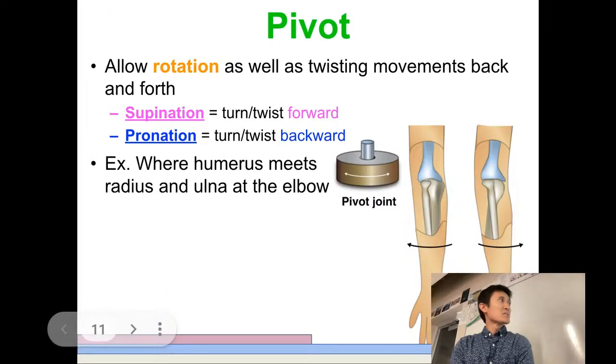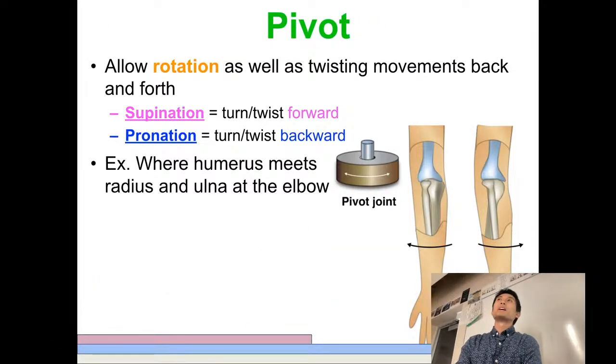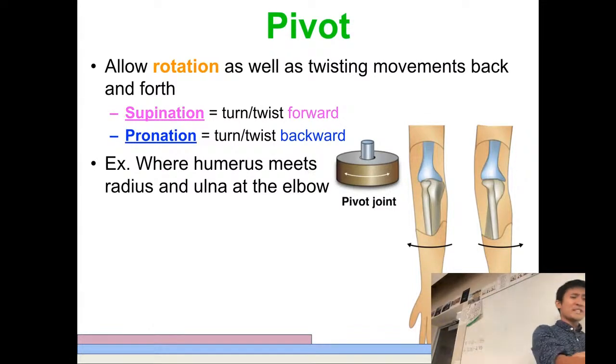Okay, the next joint. A lot of these motions might seem similar, but again, these joints are classified based upon what they look like. So pivot joint. We just said your elbow is a hinge joint primarily. But notice your elbow can also do this, to turn the doorknob. This pivot joint looks almost like a doorknob, and it can turn in a kind of rotation movement.